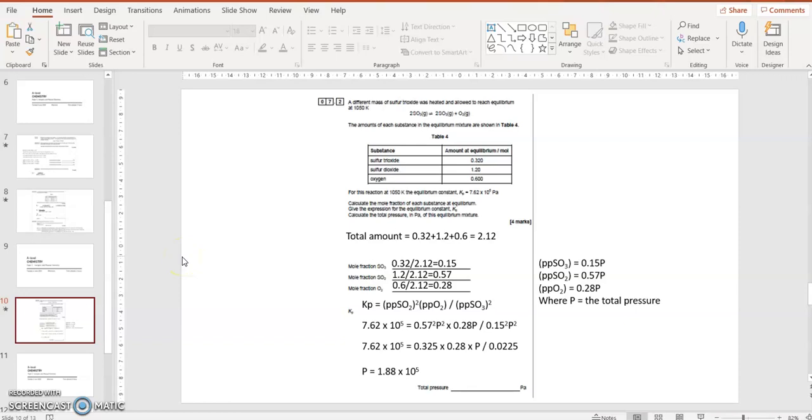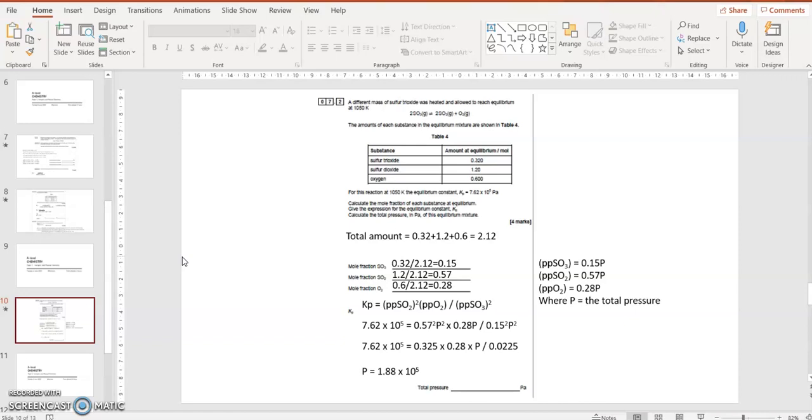Tricky one this. A different mass of sulfur dioxide was heated and allowed to reach equilibrium. So we've got two SO3 in equilibrium, making two SO2 and oxygen. Amount at equilibrium, so they've got the moles of each.